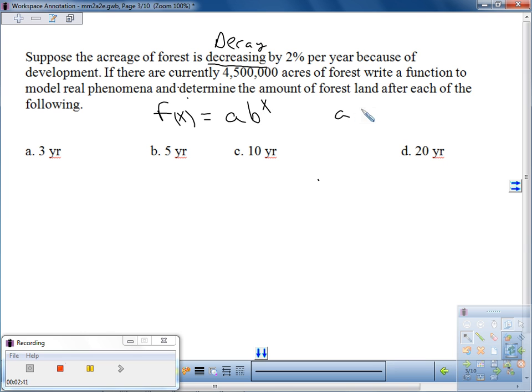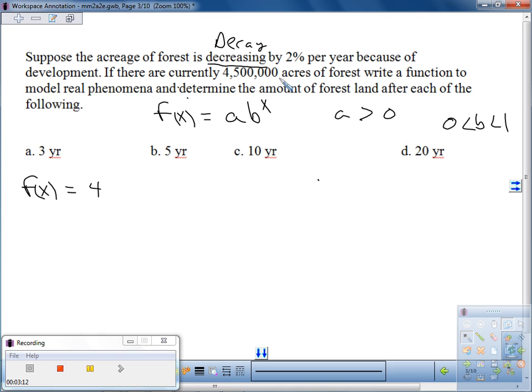Now remember, a has to be greater than 0, okay, and b has to be between 0 and 1. Okay, so now we refer to the b, or the base, as our decay factor. Now for this particular problem, our function would end up being our a value, which is what we started out with. Okay, so our a value is this.